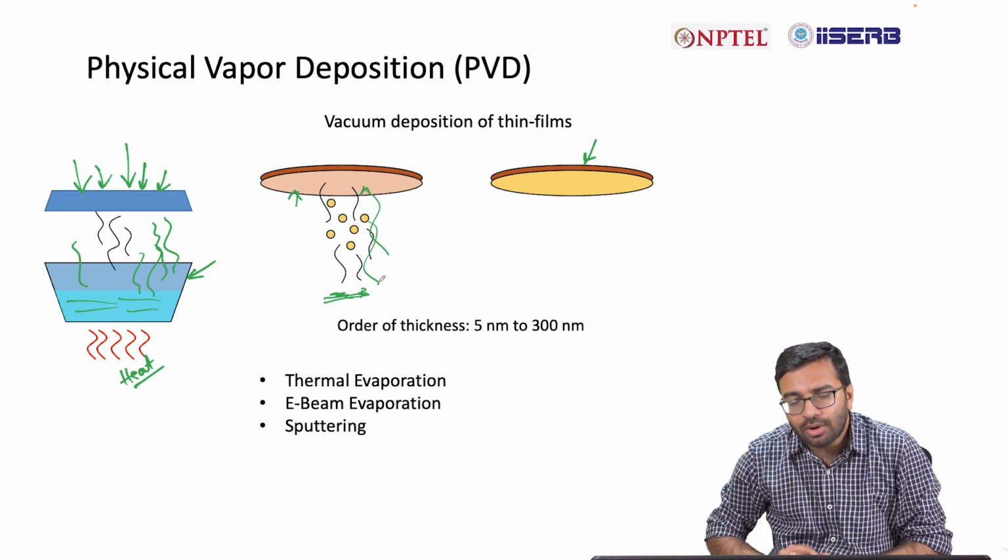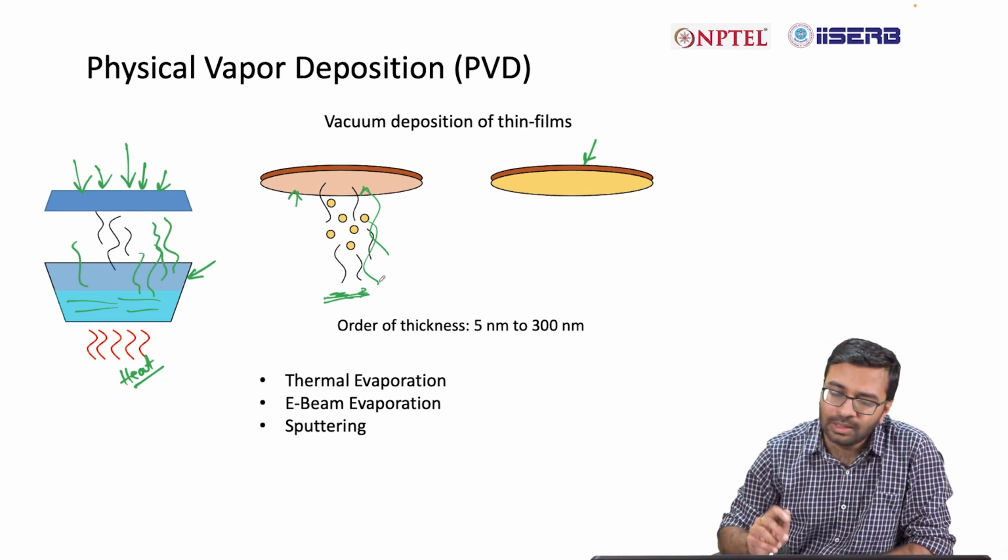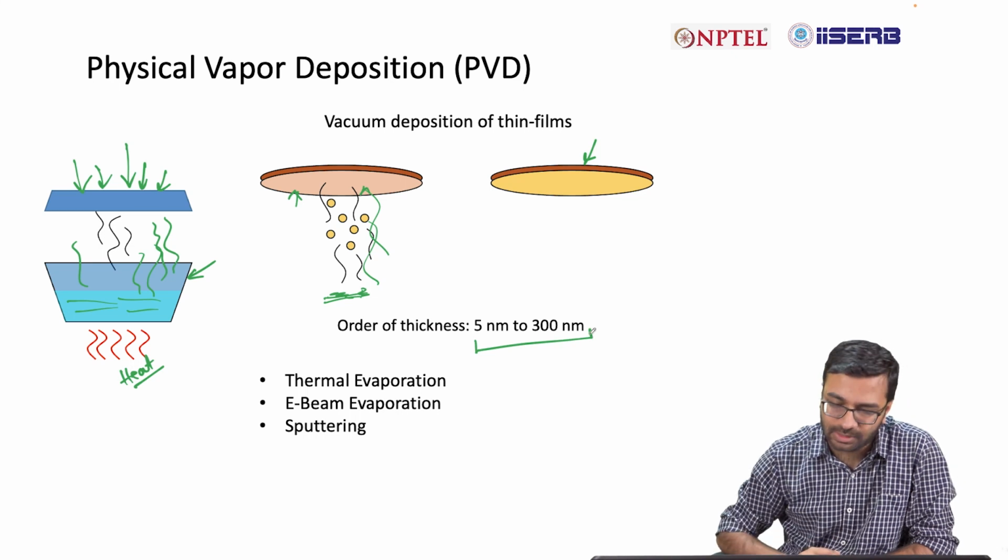Now, the order of thickness that one can achieve using physical vapor deposition can vary from 5 nanometers to 300 nanometers.